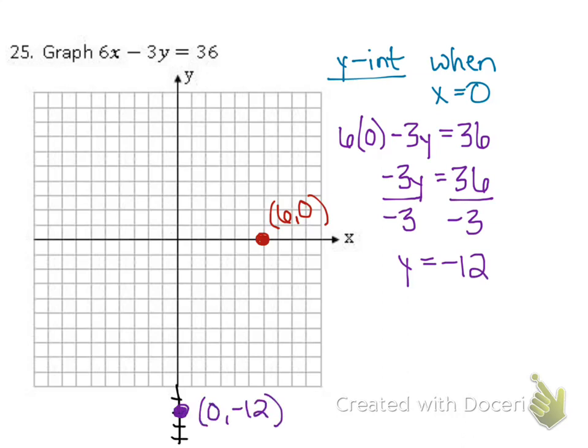So I extended my y-axis a little bit at the bottom of the page there so that I could graph all the way down to negative 12 on the y-axis. Now I've got 2 points, an x-intercept and a y-intercept, and so I can connect the dots with a straight line. That's our final answer.